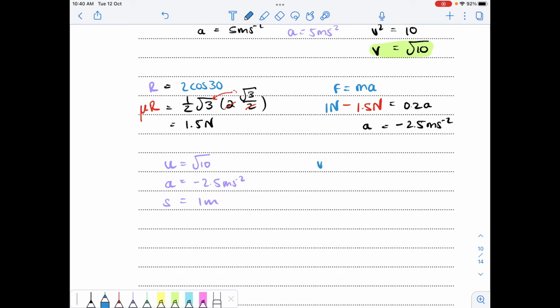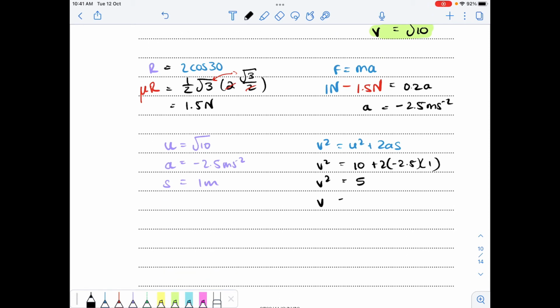So again, using the same equation, v squared is what we're trying to calculate. u squared is going to be square root 10 squared, which is just going to be 10, plus 2 times the acceleration, which is minus 2.5, and the displacement is 1. That's going to give me v squared equal to 10 minus 5, which is just 5.